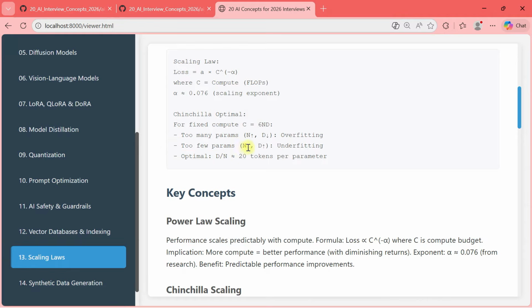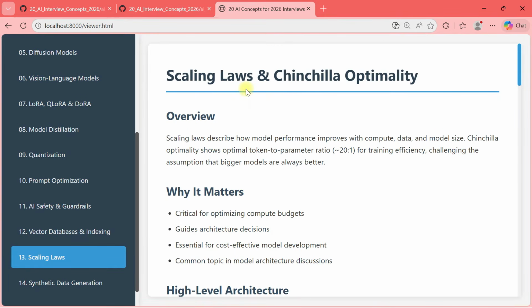If parameters are low and data is high, you are going to get underfitting because the model is not able to learn. So the optimal ratio this law says is D by N should be roughly 20 tokens per parameter. Basically, if the model has, let's say, one parameter, then the training data should be 20 tokens, and then you are going to get the optimal performing model. So this law is giving guidance to anybody who is trying to train a new large language model.